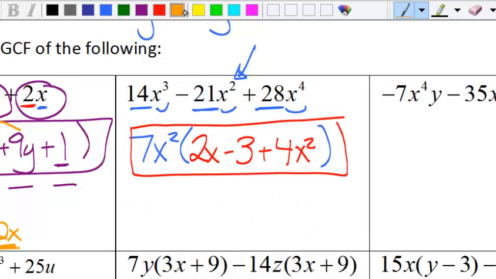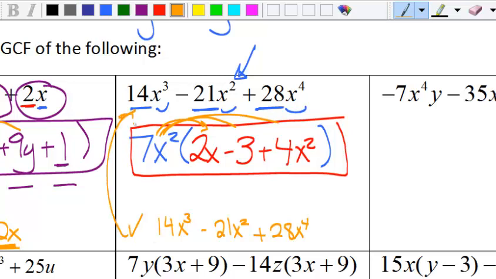If you're interested, I'm going to show you one more time the check, but then I'm not going to show you on every single problem. So 7x squared times 2x is 14x cubed. 7x squared times negative 3, that's negative 21x squared. And the last one, 7x squared times 4x squared is positive 28x to the fourth. Is that equal to the top polynomial? It sure is. So I know that my answer is correct. Now I'm not going to continue to show you the check, but you're welcome to check your answers anytime you would like.